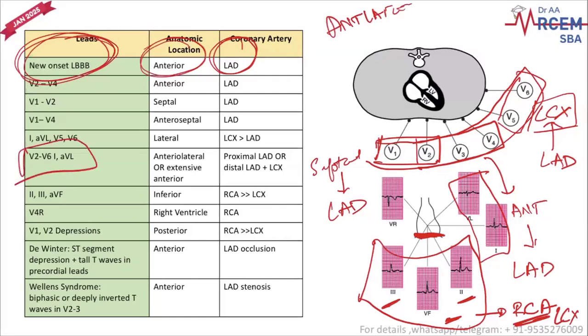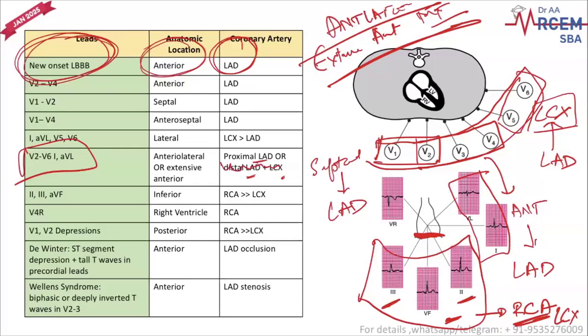So this is what I'm talking about. We call it an anterolateral myocardial infarction. It is also known as extensive anterior wall myocardial infarction. Both of these mean the same. Most of the time, it is the proximal LAD which is blocked. It is very rare that a distal LAD along with the left circumflex artery is blocked. It is a rare thing, so this option usually will be wrong. The correct artery involvement will be the left anterior descending artery.